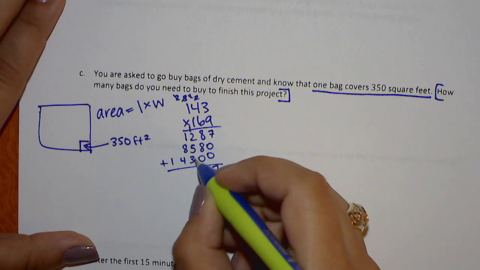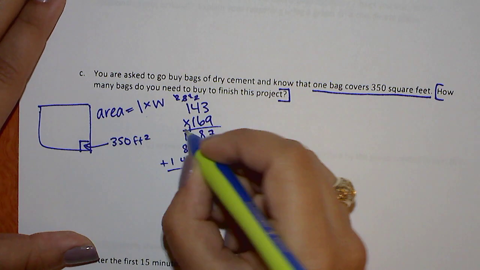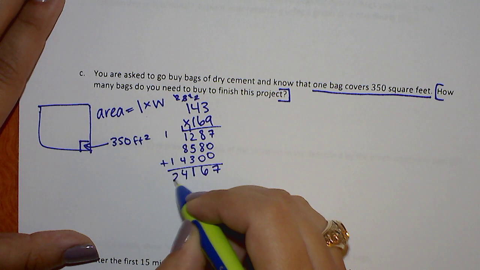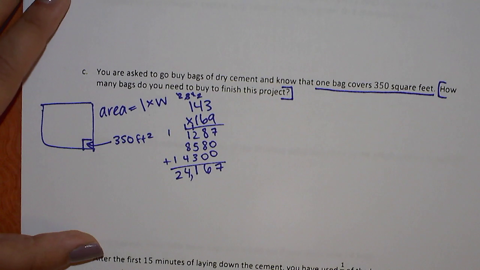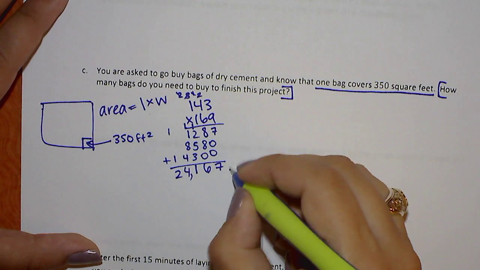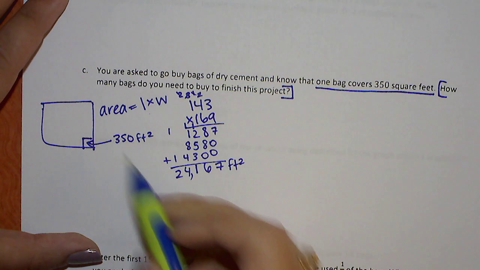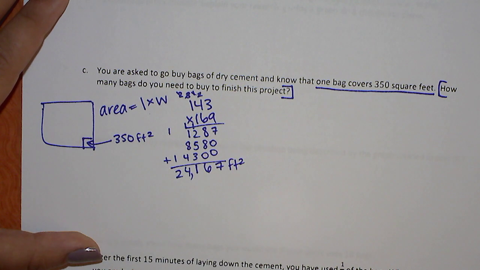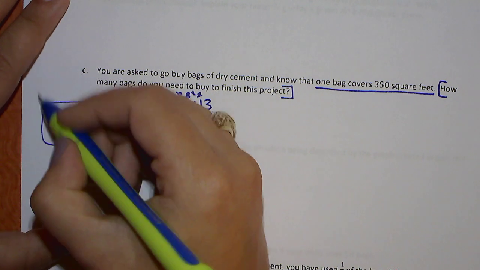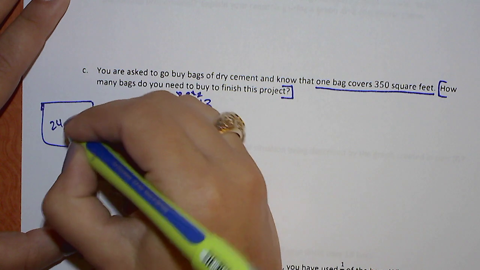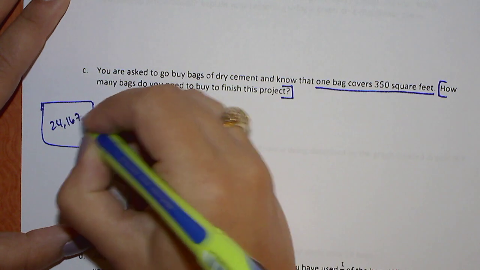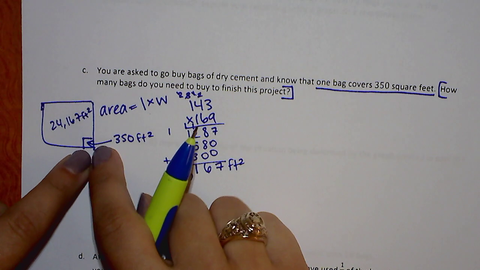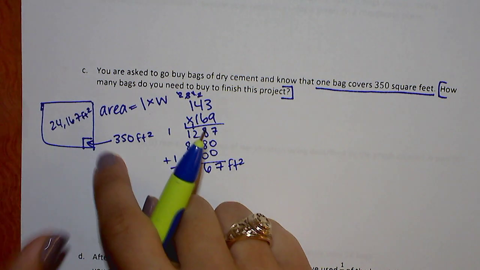5, 8, 11, 10, 14. That makes 24,167 square feet is the total area of the whole foundation. So if the total area is 24,167 square feet, then I can divide by this area to see how many would fit in there.